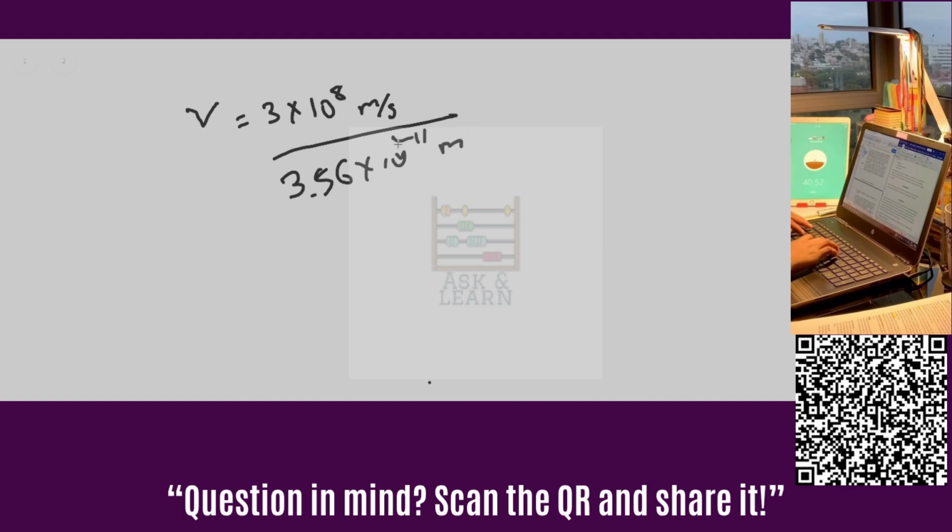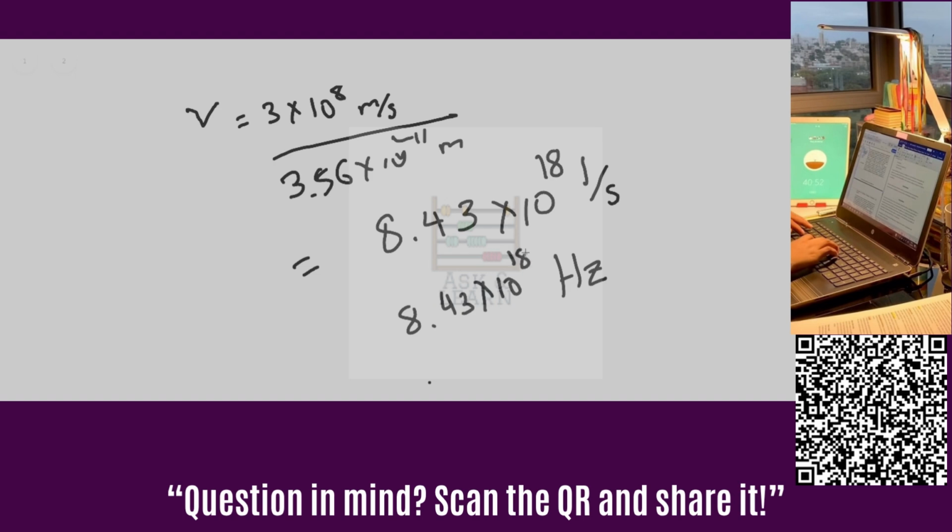So we can just go ahead and divide this. And if you have done it correctly, you will get 8.43 times 10 to the 18. The unit is 1/seconds, or like I said, you can also say Hertz. So you can say 8.43 times 10 to the 18 Hertz.